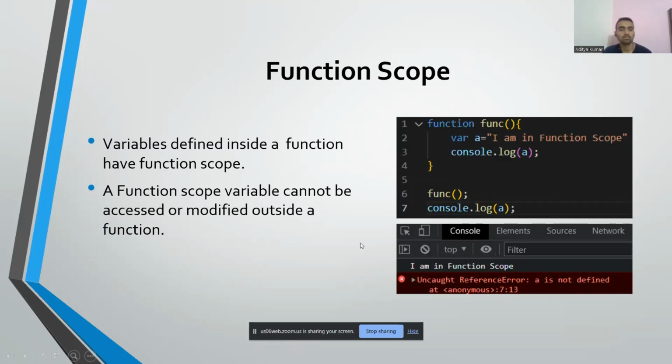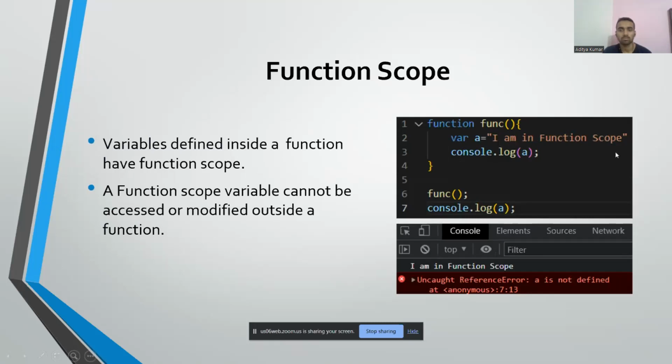Let's look at function scope. Variables defined inside a function have function scope. A function variable can only be accessed within the function and not outside it. Here's a function scope variable a, which is declared using the keyword var, and it has a string value.